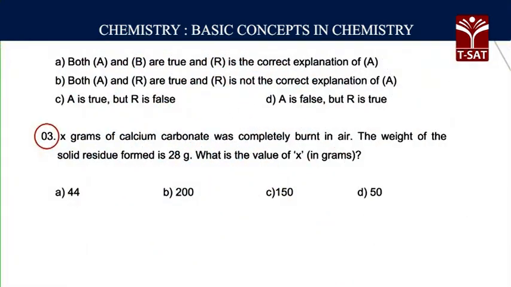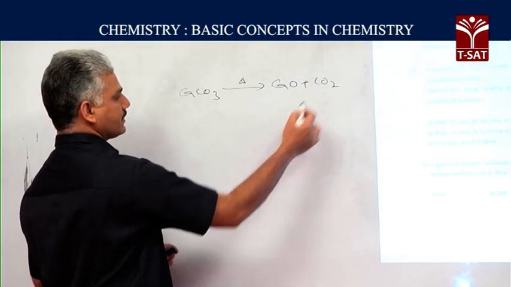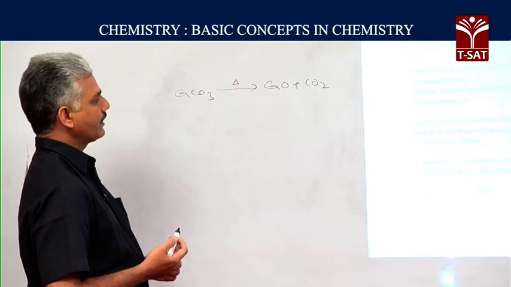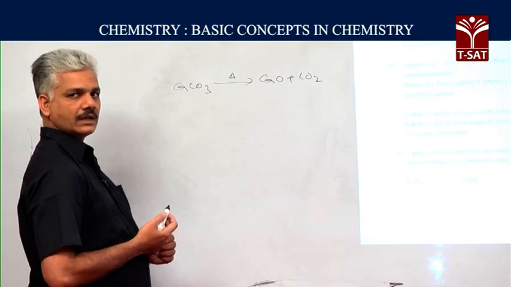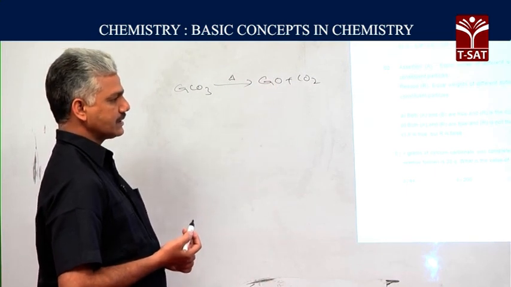Now, looking at the third problem, X grams of calcium carbonate was completely burnt in air. The weight of the solid residue formed is 28 grams. What is the value of X? This problem is based on the decomposition reaction of calcium carbonate. When calcium carbonate is strongly heated, it decomposes to give calcium oxide and carbon dioxide. Carbon dioxide, being a gas, will escape, leaving behind calcium oxide as the residue.